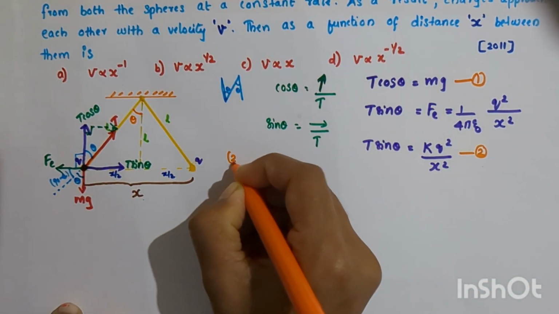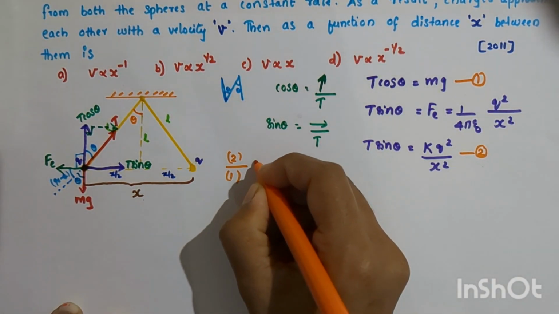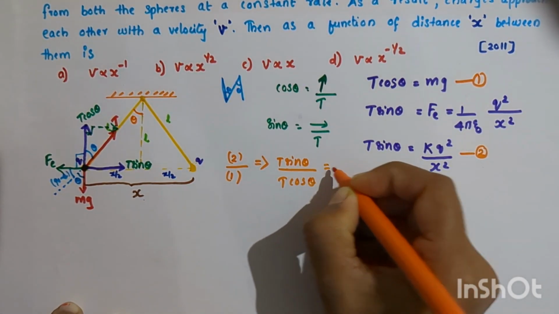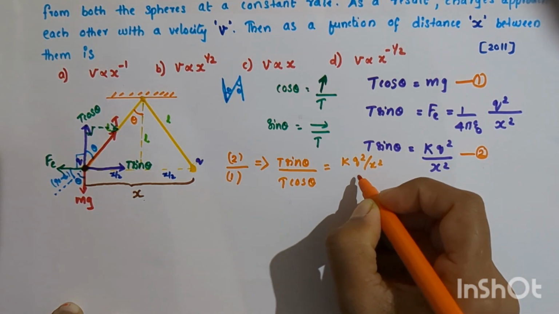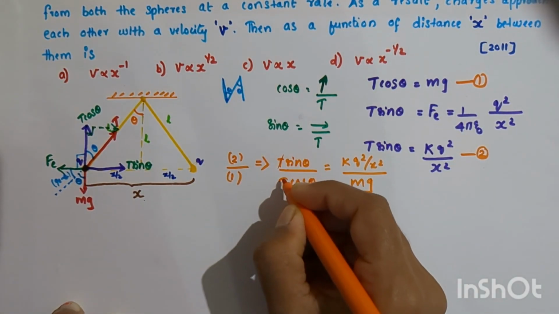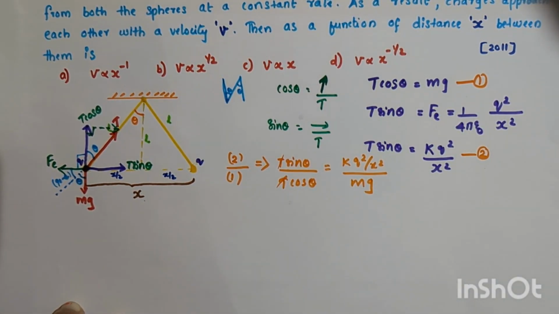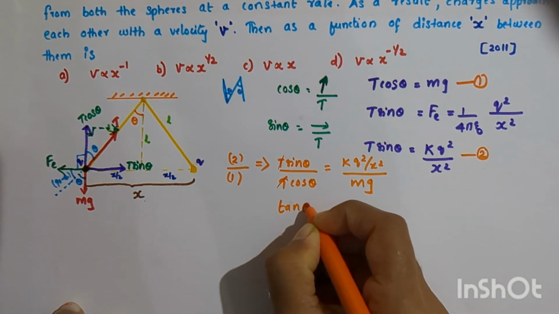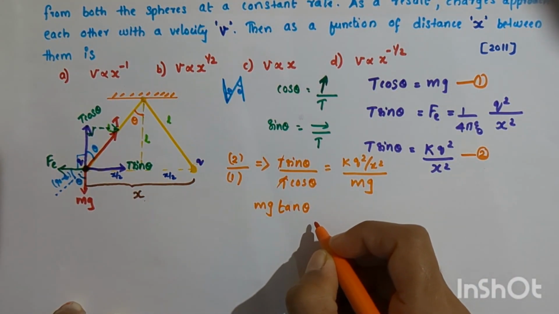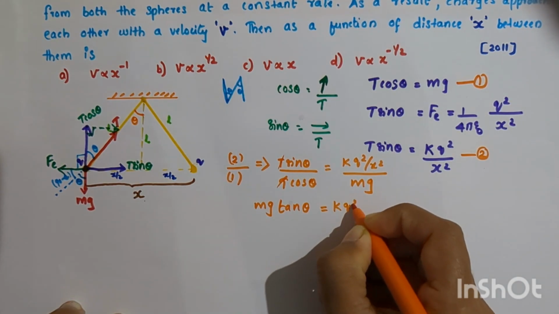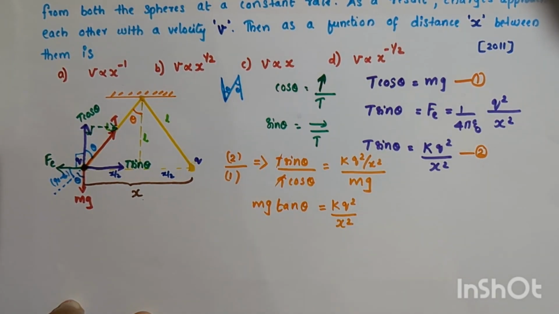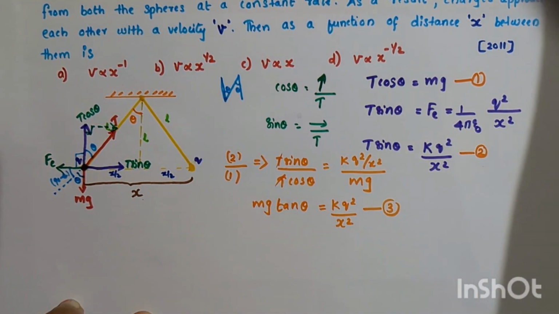Now I am just dividing equation number 2 by equation number 1. So this will give T sin theta divided by T cos theta is equal to k q square by x square divided by m into g. Okay, so this becomes what? T cancelled. Sin theta divided by cos theta, which is tan theta. So tan theta, I am taking this mg to this side, that comes to the numerator. So mg tan theta is equal to k q square divided by x square. See, I am going to take this as equation number 3.